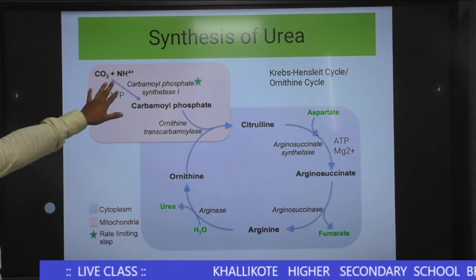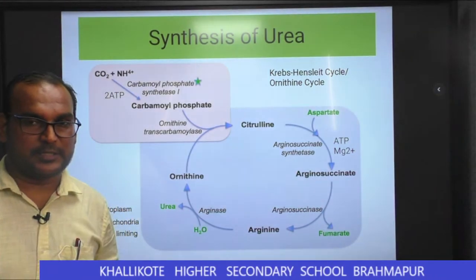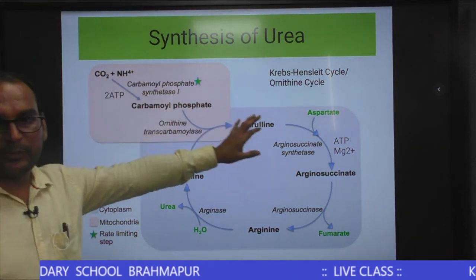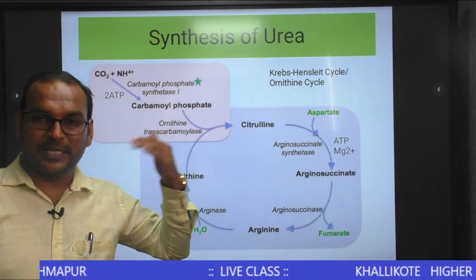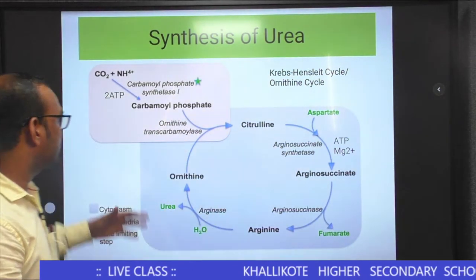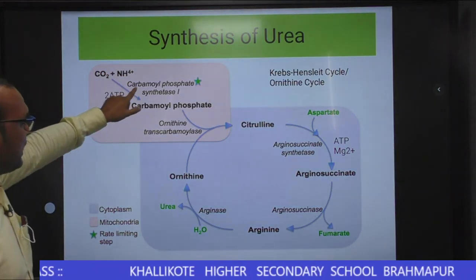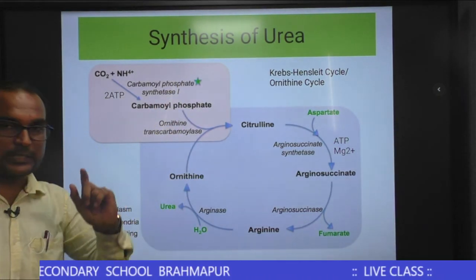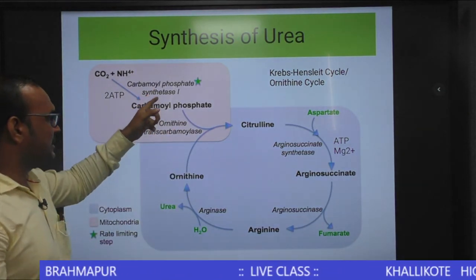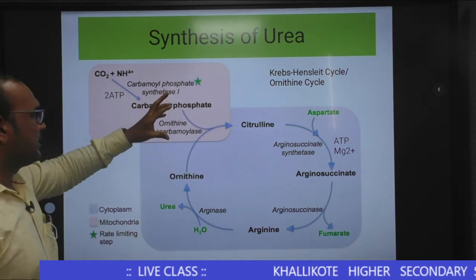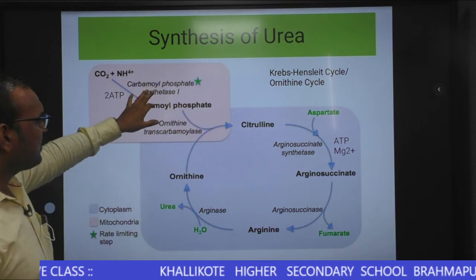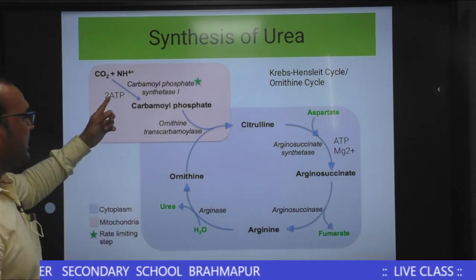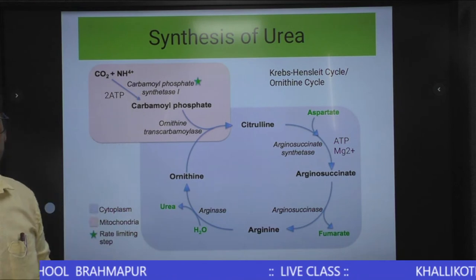How is this formed? Carbon dioxide is released from metabolism, from glycolysis and the Krebs cycle process, formed from carbohydrate. The ammonia or ammonium is formed from the deamination process in protein metabolism or nucleic acid metabolism. Then they join with the help of an enzyme called carbamoyl phosphate synthetase 1. We are not going to discuss synthetase 1 and 2, but there is another similar isomer of this enzyme. This carbamoyl phosphate synthetase 1 is used here, which uses 2 ATP.